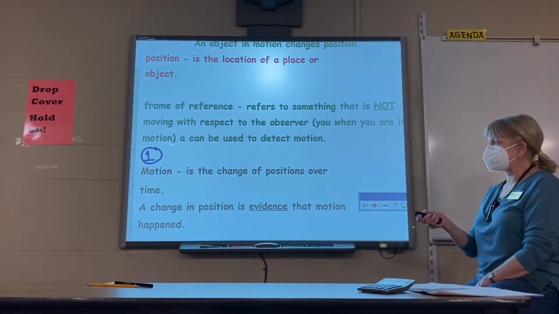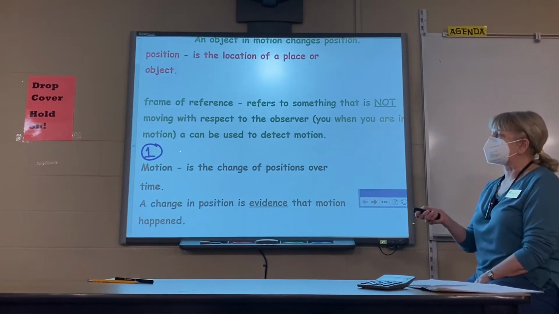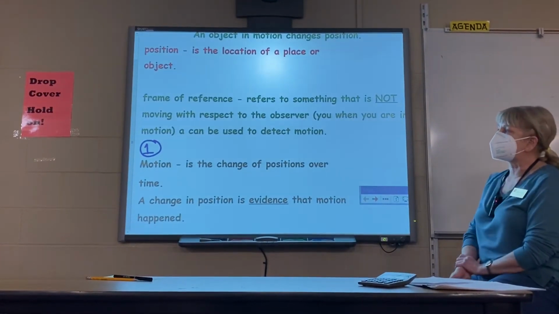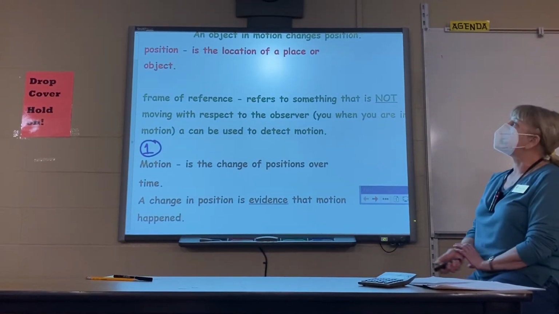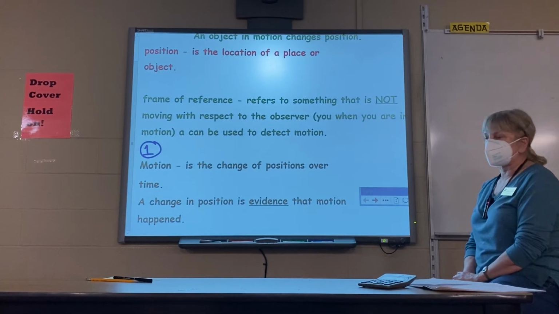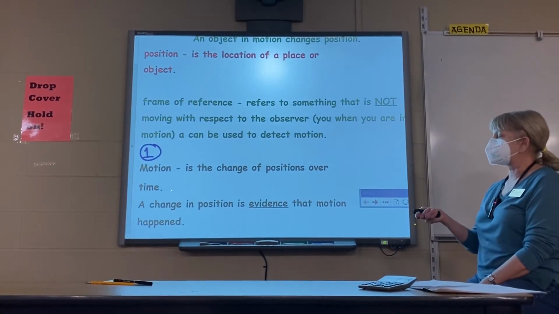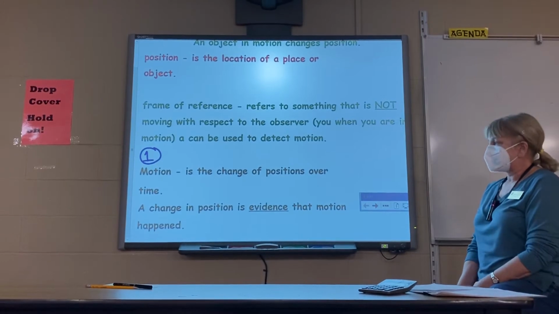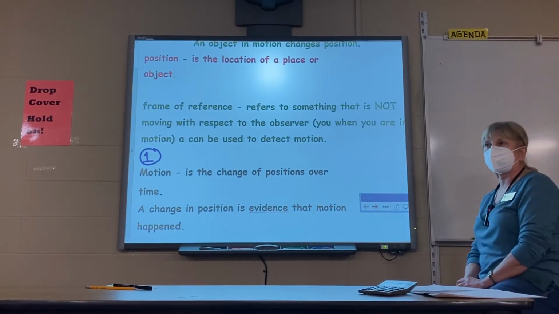Remember what I've told you before: if there's a number circled, or a pound sign and then a number, that means there's a definition. Number one on this study guide is motion. Motion is the change of position over time. A change in position is evidence that motion has happened.